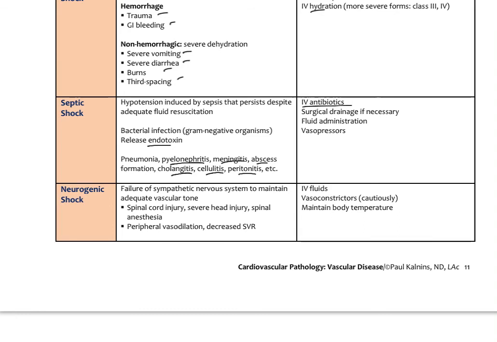And then finally, there's something called neurogenic shock, which is failure of the sympathetic nervous system to maintain adequate vascular tone. And that can occur with spinal cord injuries, very severe head injuries, or in spinal anesthesia, and so forth. And so basically we get massive peripheral vasodilation and massive loss of perfusion to the tissues. So here IV fluids and vasoconstrictors would be potential things that could be used. So those are the 4 types of shock.